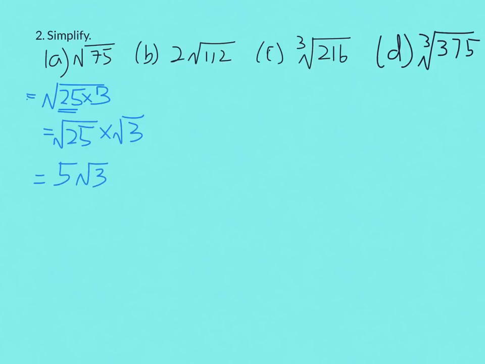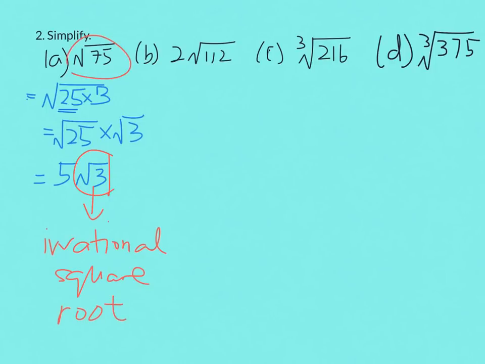Now, the square root of 3 cannot be simplified further, and if you enter that into the calculator, you get a decimal that is non-repeating and non-terminating. This is what we call an irrational square root. And of course, this number, square root of 75, will be an irrational square root.